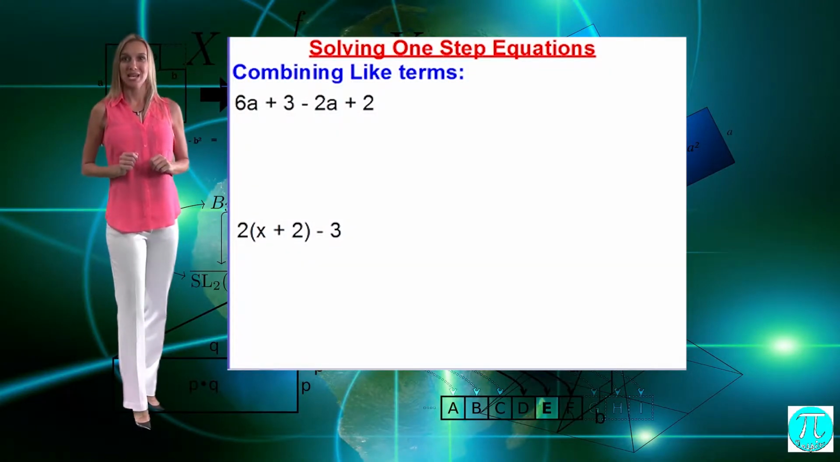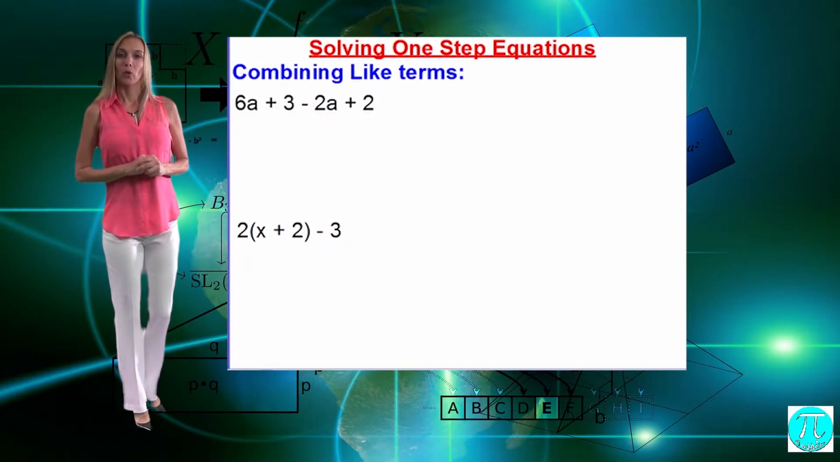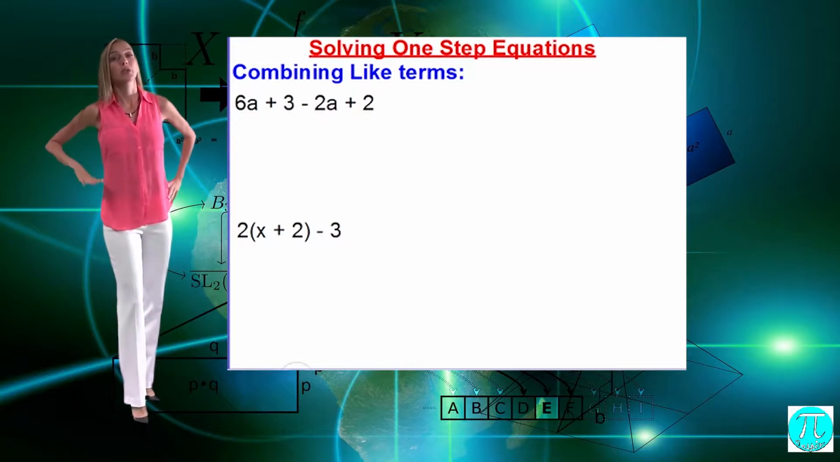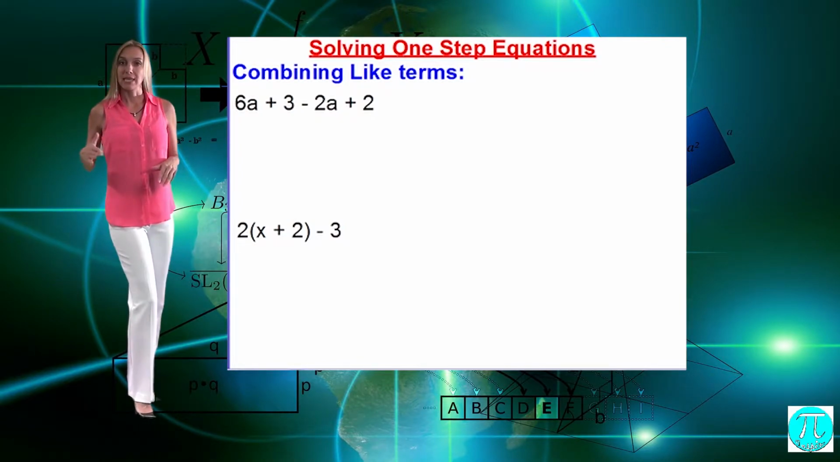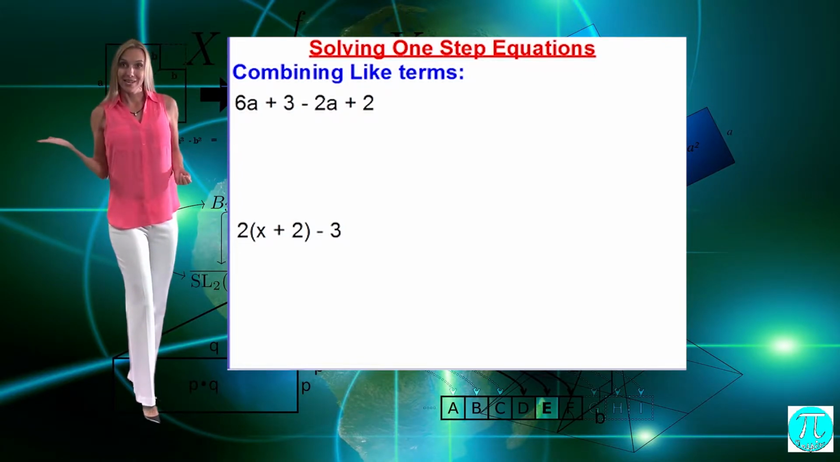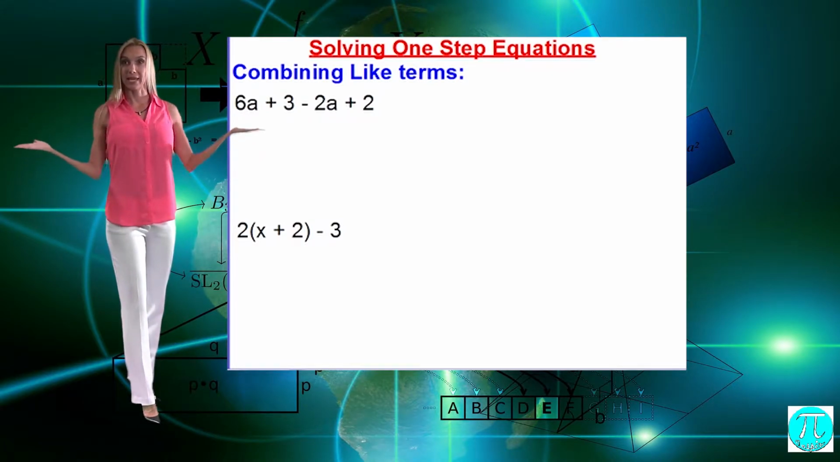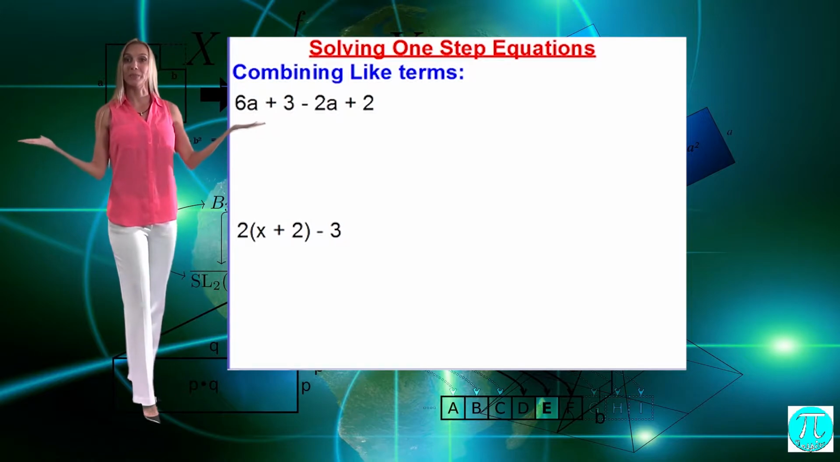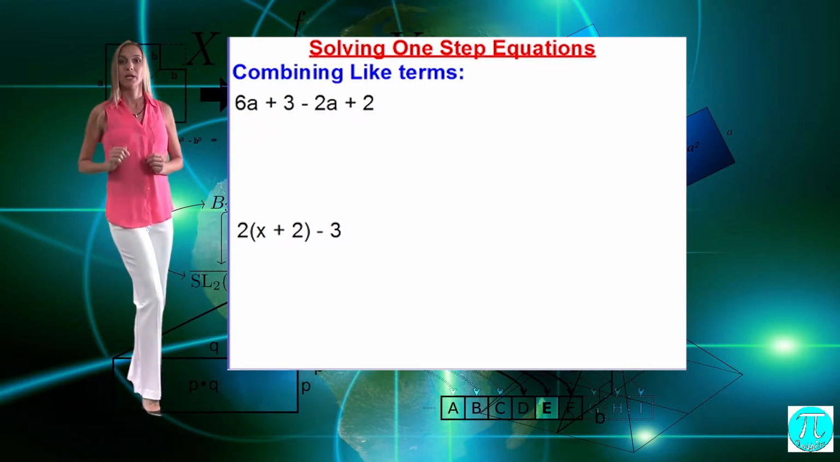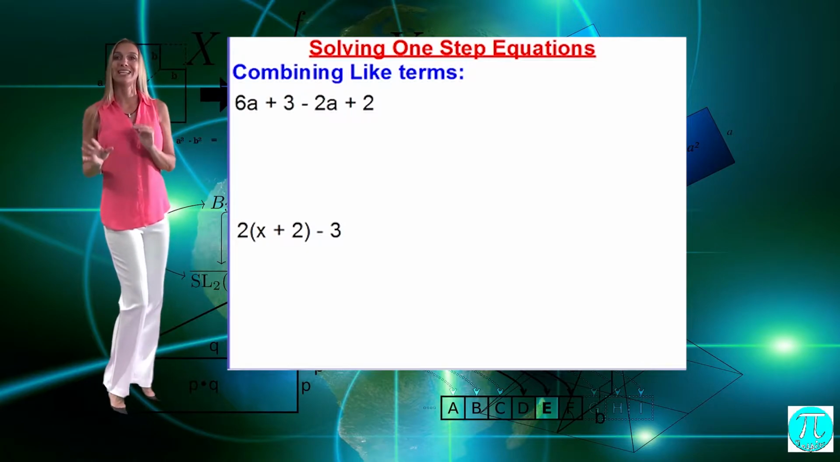Solving one-step equations. Well, one-step equations, that means, what is an equation? An equation is something that is equal. That means one side is going to equal the other side. That's what equation means. It's like a scale, right, which always has to be balanced. Now, before we go to one-step equations, let's look at combining like terms.